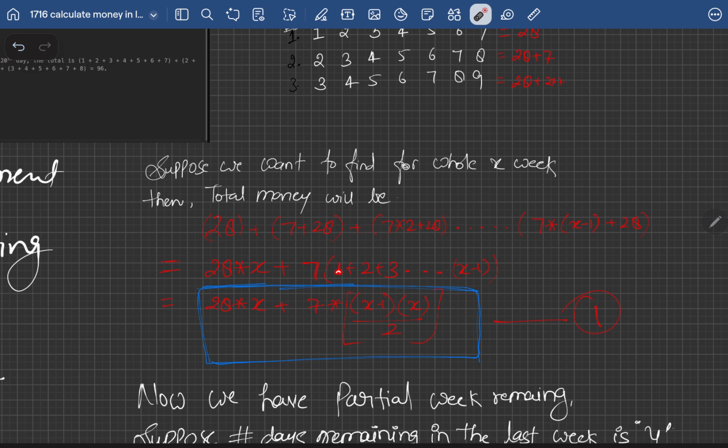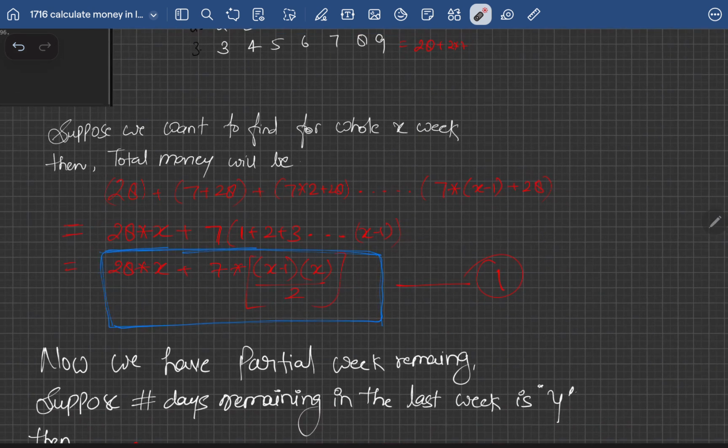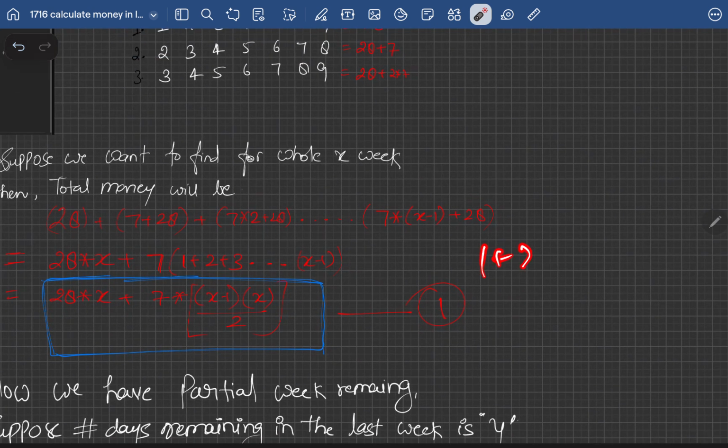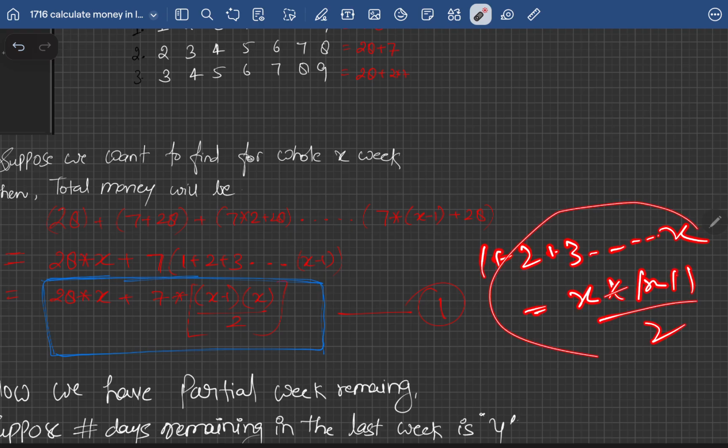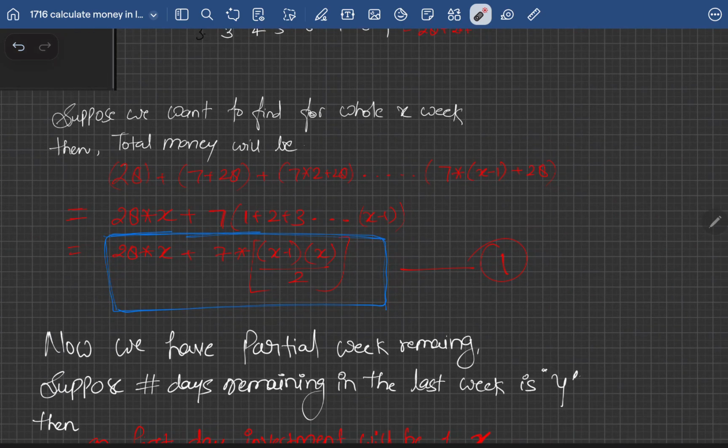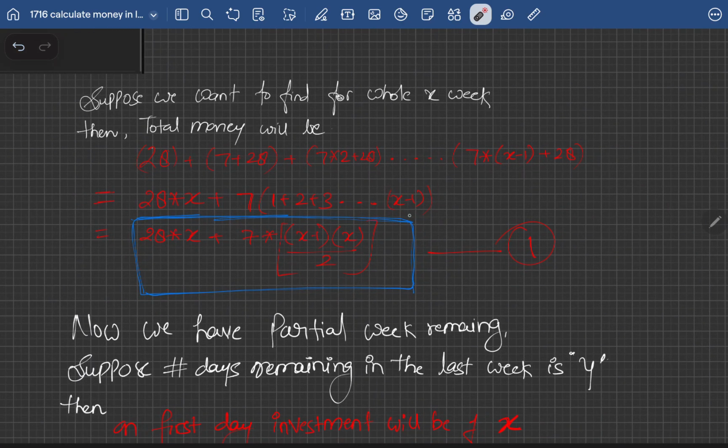Now when we have to sum 1 plus 2 plus 3 till x, the sum will be x into (x plus 1) by 2. Similarly, for the arithmetic series going from 1 to x minus 1, it will be (x minus 1) into x by 2. So if whole weeks are given, the total sum will be 28 into x plus 7 into (x minus 1) into x by 2.